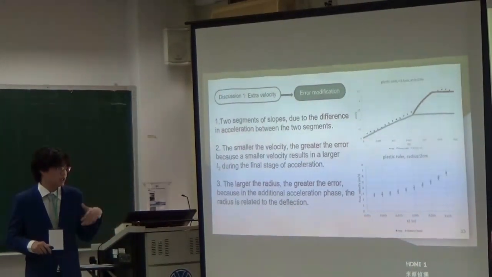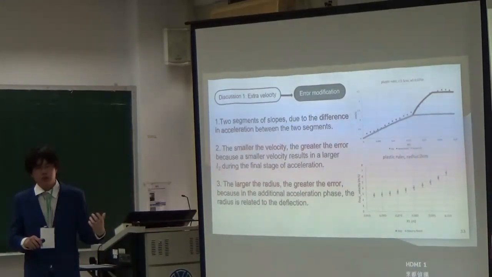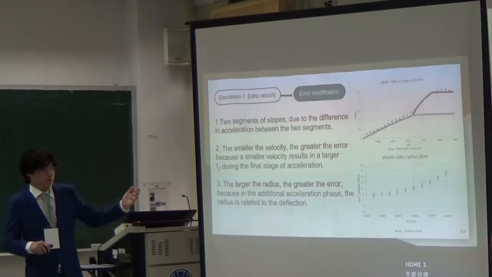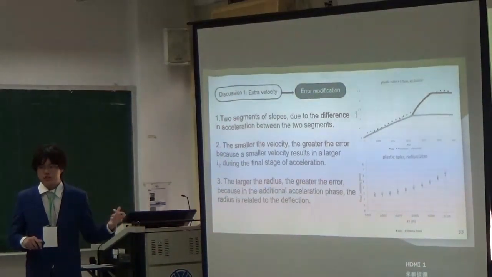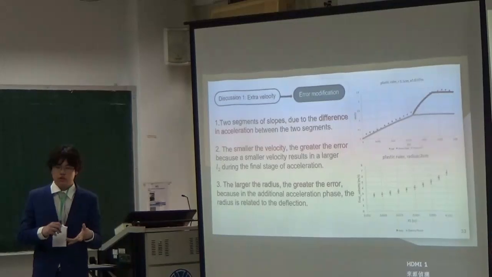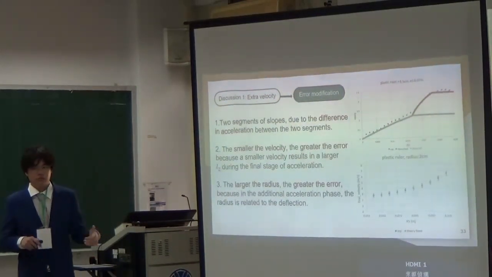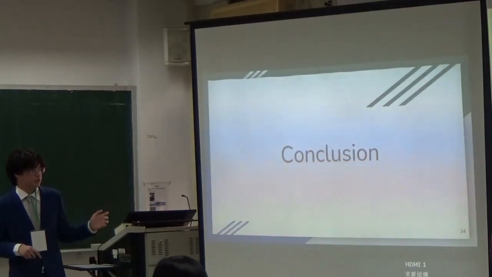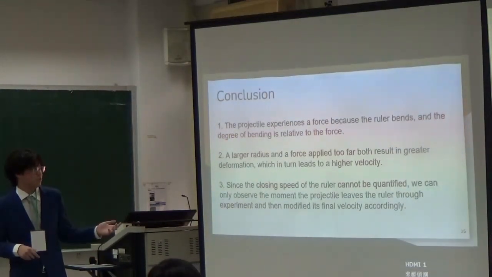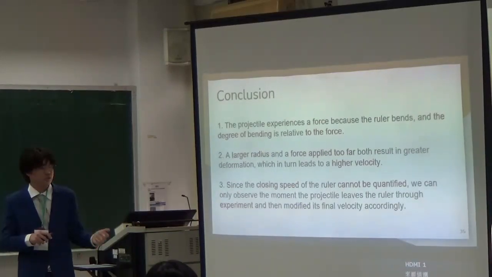And the larger the radius, the larger the error. Due to our discussion, the velocity is due to the deflection. So the greater the radius will contribute to a greater deflection, and also the greater the velocity. And so let's move on to the conclusion.